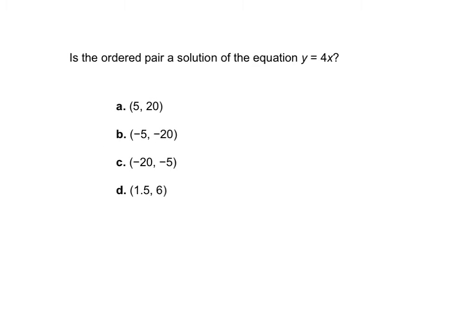So we've got to test out all of these. So again, this is our x coordinate, this is our y coordinate. So let's plug in 5 for x. Let's plug in 20 for y. Let's see what we get. So 20 equals 4 times 5. 20 equals 20. That one's good. That one is an ordered pair. That is a solution.